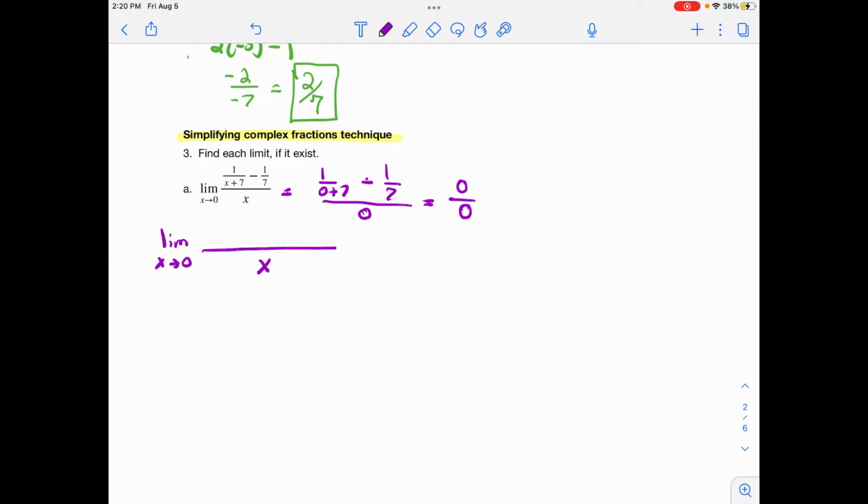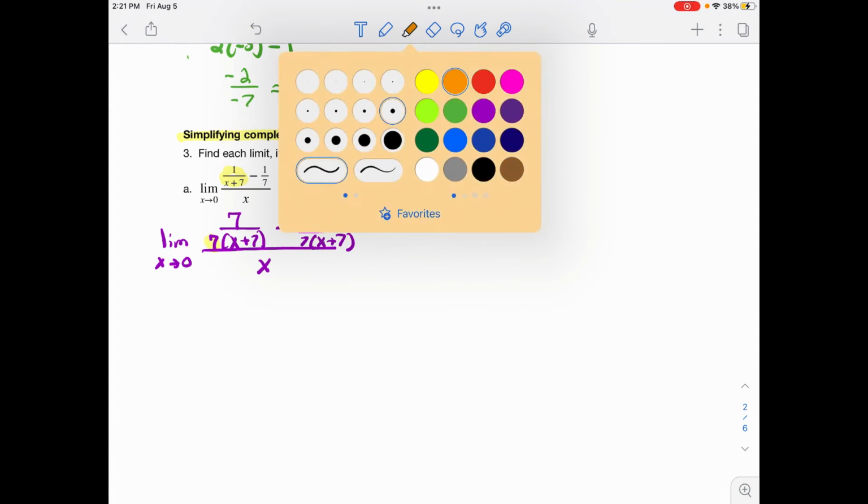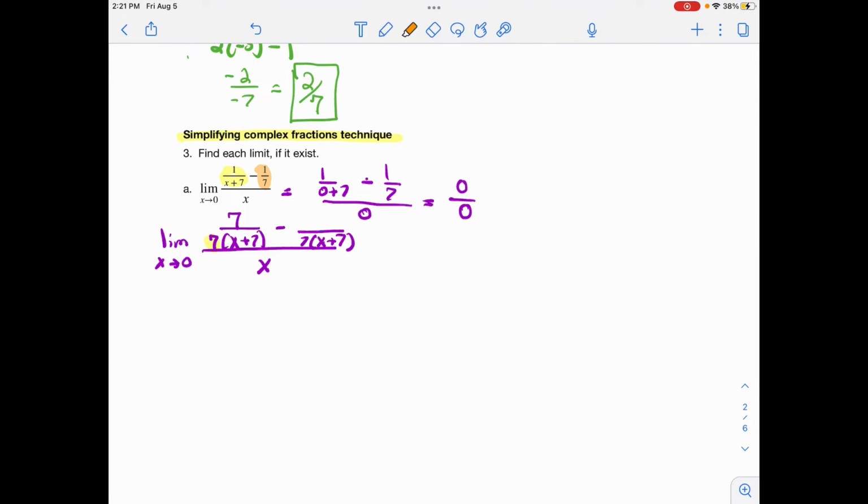I notice I have a denominator of x plus 7 and a denominator of 7. So my common denominator would be the product of those two terms. I'm going to make a new denominator for each of these two fractions as 7 times x plus 7. In this first fraction, I have changed the denominator by multiplying by 7, so I need to multiply the 1 by 7 as well. Whatever I did to the bottom of the fraction, I have to do to the top. For my second fraction, 1 over 7, I've changed my denominator by multiplying by x plus 7, so I need to take this 1 and multiply by x plus 7.